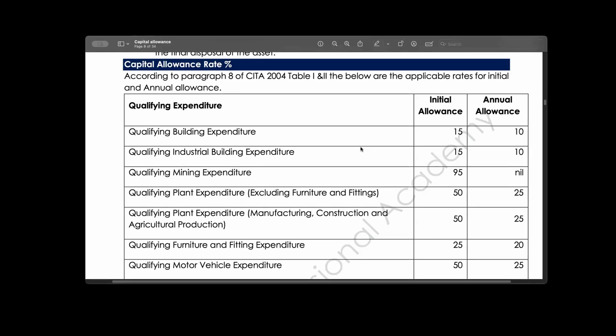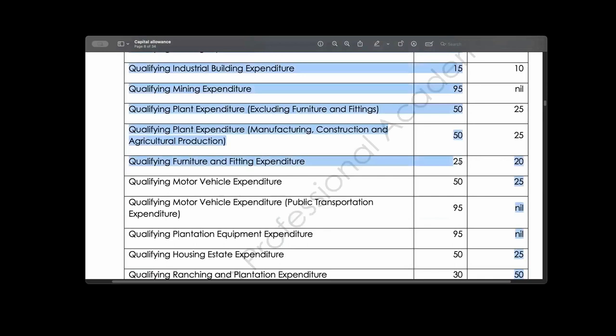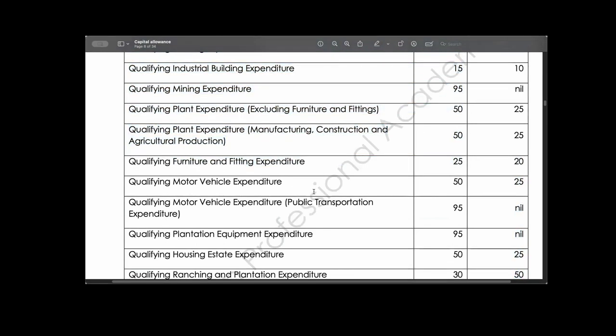Now, if it is furniture and fitting, that is 5 years, that is 20% annual and 25% initial. If it is motor vehicle, it is going to be 4 years for annual allowance, that is 100% divided by four. That is that.